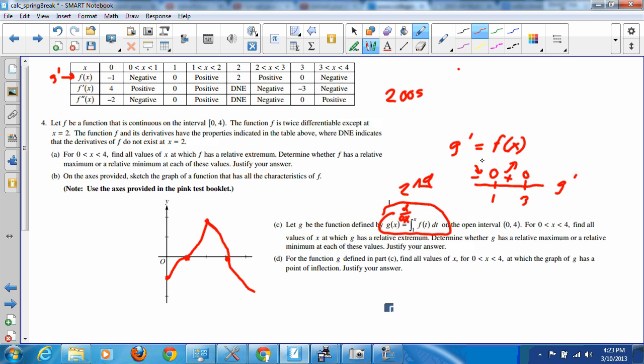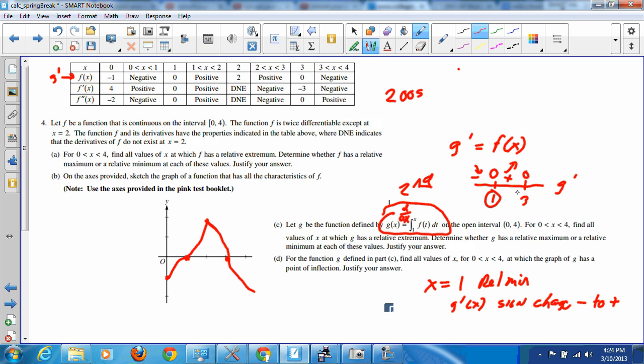So if the function is decreasing and then turns to increasing, that means that at x equals 1, we have a relative minimum. And the justification for that would be that g prime of x has a sign change from what? From negative to positive. Okay? Alright, let's continue on.